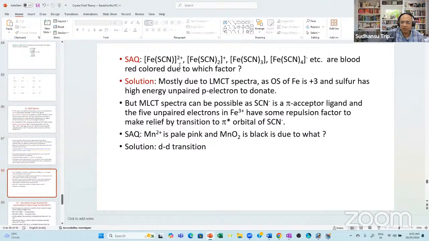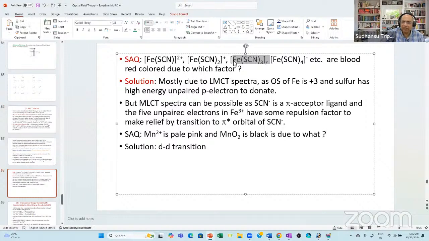Now this blood red color, ferric thiocyanate. Actually we say a double displacement reaction, ferric thiocyanate is blood red, but actually there are several complexes. Mono, that is only thiocyanato ferrate(III), bis thiocyanato ferrate(III). This is tris thiocyanato ferrate(III), all three. This is tetrakis thiocyanato ferrate. This is iron. I'm sorry, this is iron(III).